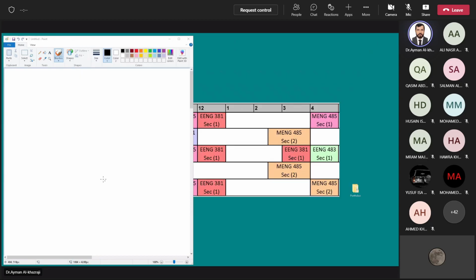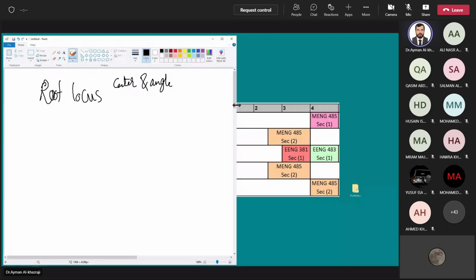So there is a question coming about the root locus. Okay, what will I have? Center, and angle of asymptote. Angle of asymptote. Okay, we have the rules for how to find the center, and we have the rules for how to find the asymptote.